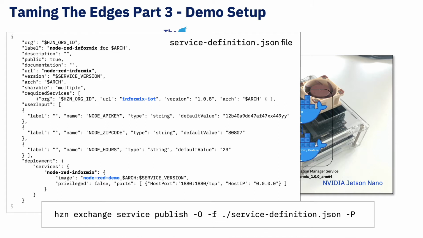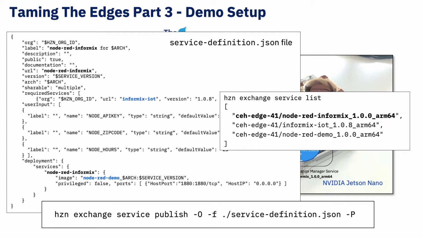So with the CLI command hzn exchange service publish, I'm registering this new meta service against the Edge Application Manager. And if I do a hzn exchange service list, it's listing my existing services. I edited this list a little bit to cut it short for readability, to focus on those three services which I just mentioned. So the new combined service, which combines the two base services, Informix and Node-RED, into the Node-RED Informix container.